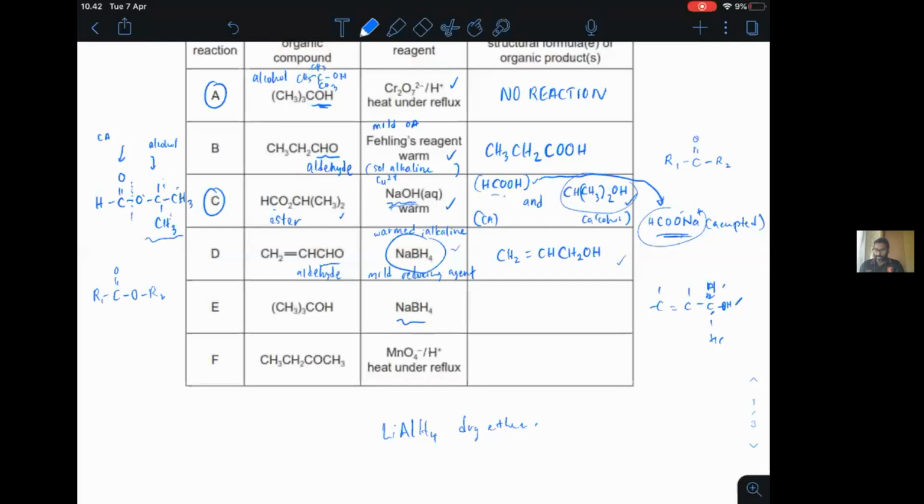Now here, you are going to have an alcohol. If you look over here, CH3, CH3, and then you have OH. Now, this is a tertiary alcohol. Can it be reduced? Tertiary alcohol, take note, they do not undergo oxidation, so they cannot be reduced also. So no reaction.